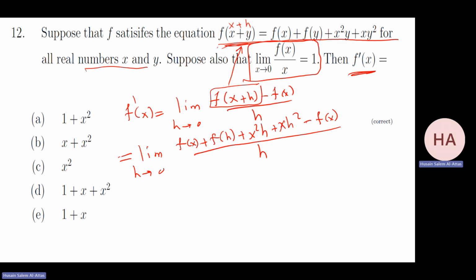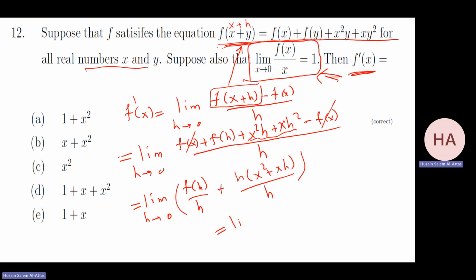I just do substitution. Now this is cancelled. Now check what is the remaining. I have f of h over h, which is this one. Because of that, I took it away. This is f of h over h, where h goes to 0, which is the same. Plus, here I have what? I have these two. I can take h as common factor, x squared plus xh over h.